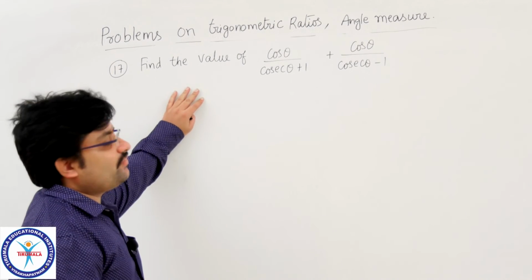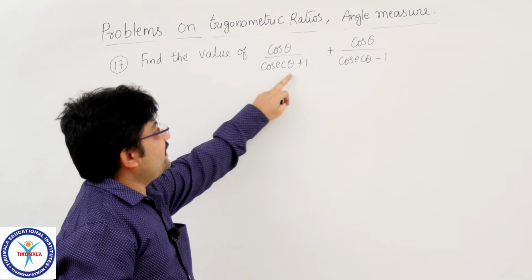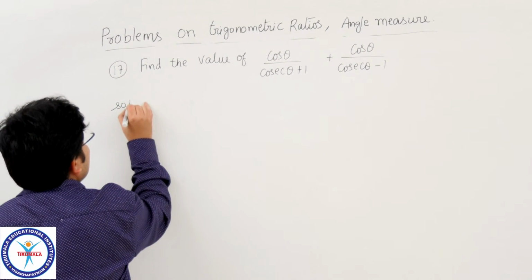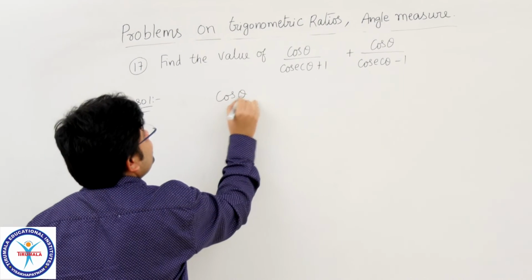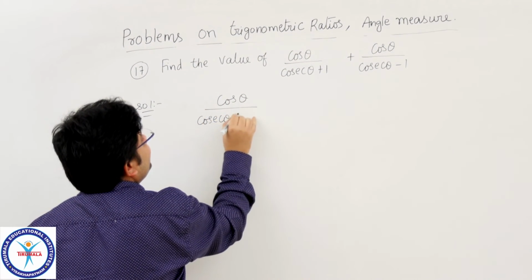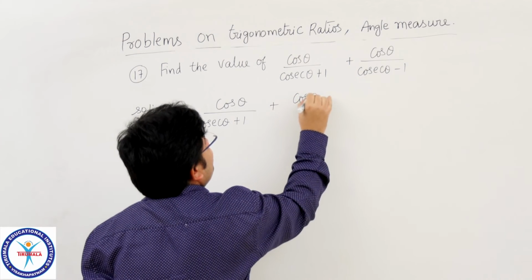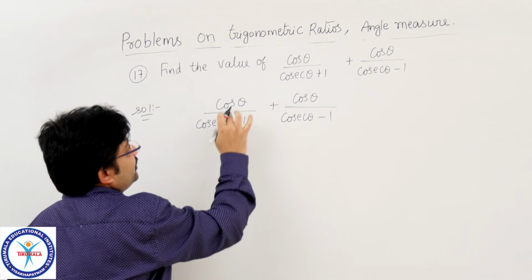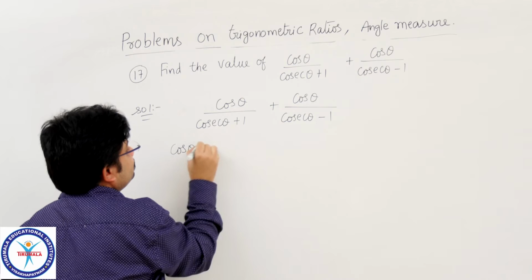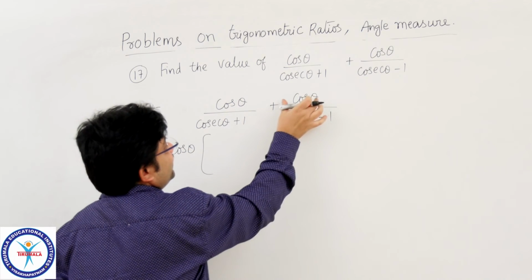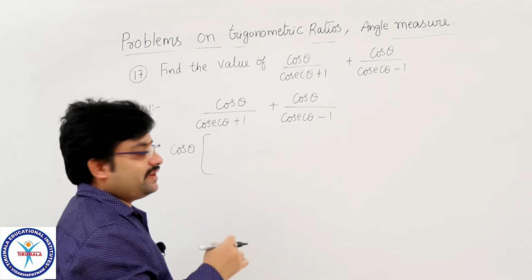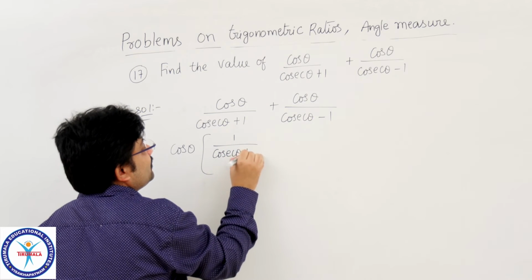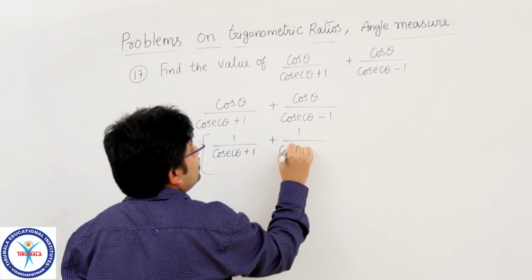Given that, we need to find the value of cos theta by cosecant theta plus 1 plus cos theta by cosecant theta minus 1. So, given is cos theta by cosecant theta plus 1 plus cos theta by cosecant theta minus 1. Here in the numerator take cos theta as common, because in the first term cos theta is there, in the second term also cos theta is there in the numerator. I am taking cos theta as common, then it becomes 1 by cosecant theta plus 1 plus 1 by cosecant theta minus 1.